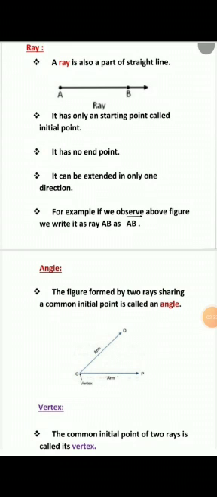Next, entering into the topic angle. First of all, we should know what is an angle. The figure formed by two rays sharing a common initial point is called an angle. Or in other words, we can describe an angle as, if two line segments cut each other, the angle is formed. Here we can see angle POQ or angle QOP, and OP and OQ are called arms of an angle, and O is the common point and it is called the vertex. So what is a vertex? The common initial point of two rays is called its vertex.